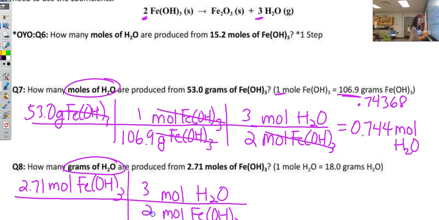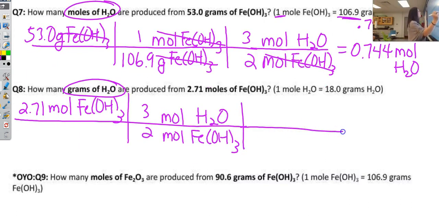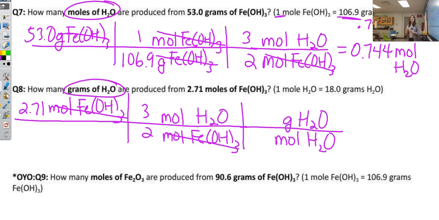It is the same order as the last time, but it's not in the same spot, right? Okay, my mole of FeOH3 is gone, and now I'm in mole of H2O. I don't want that. I want grams of H2O. Cross opposite. Mole of H2O. Again, opposite means diagonal, okay? Opposite means diagonal. And now I'm just going to grams of H2O. Okay, what number goes with the gram in this case?